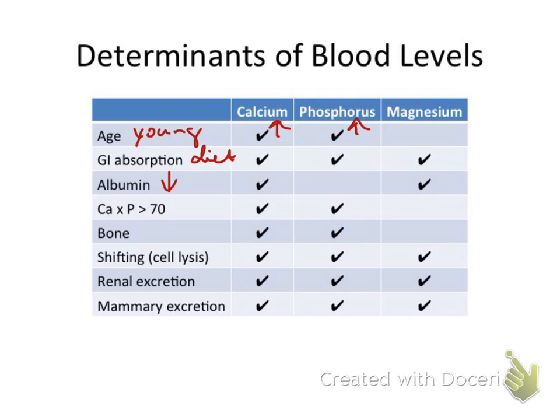Hypoalbuminemia can cause decreased concentrations of total calcium and total magnesium. Calcium and phosphorus can shift between the blood and the bone, and between the blood and the intracellular space. Excretion of these minerals is regulated by the kidneys and the mammary gland in lactating females. So, when you watch the lectures on causes of increases or decreases in these minerals, one or more of these factors may have an influence on the blood concentrations.